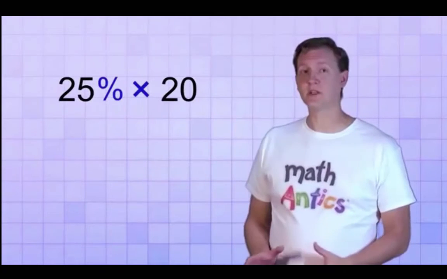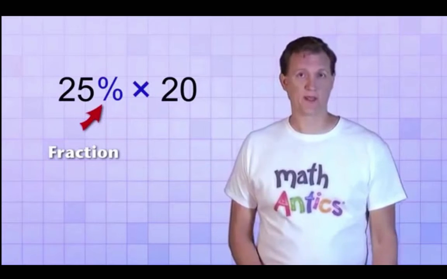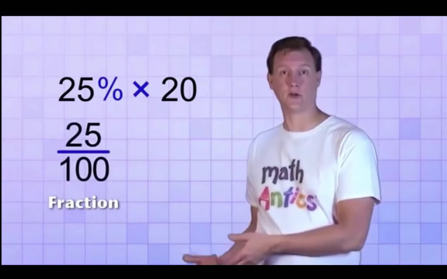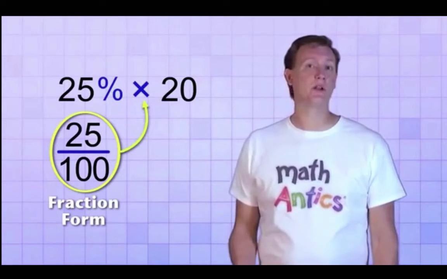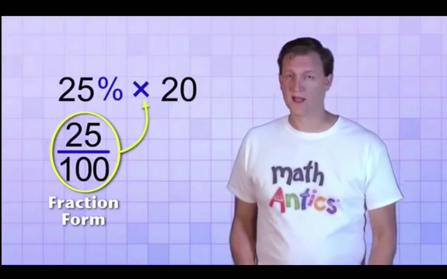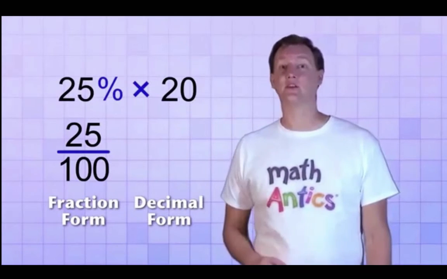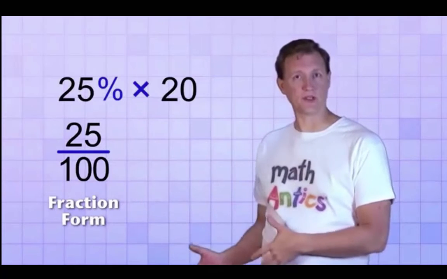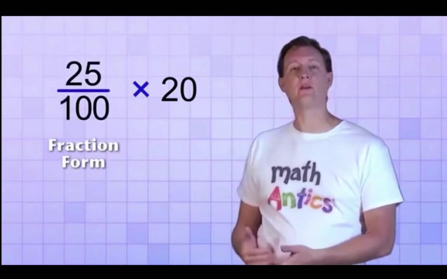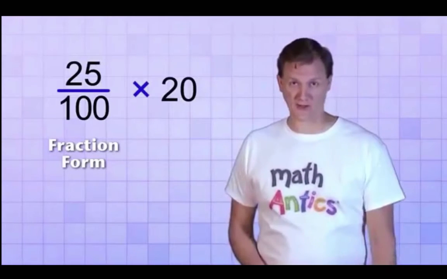Remember that when you see a percent written like this with the percent sign, it's an abbreviation for a fraction. In this case, 25 over 100. So we need to use that fraction form when we multiply, since we're really multiplying by a fraction. Now some of you may also remember that percents have a decimal form. We'll get to that in just a minute. Okay then, if we use the fraction form of our percent, then our problem becomes 25 over 100 times 20. Now that's a problem we know how to do.